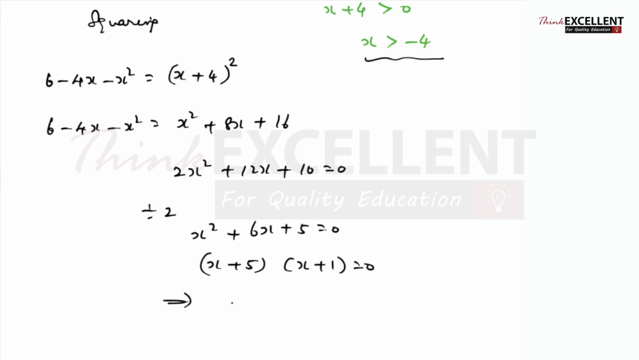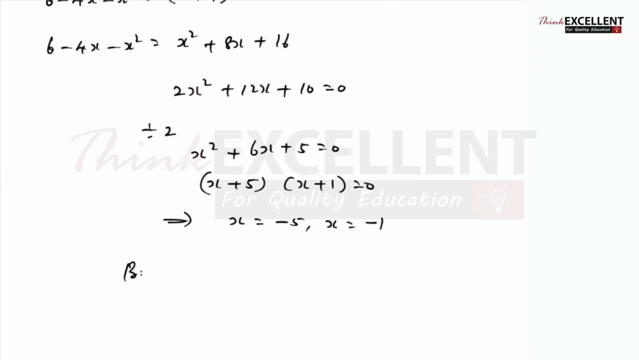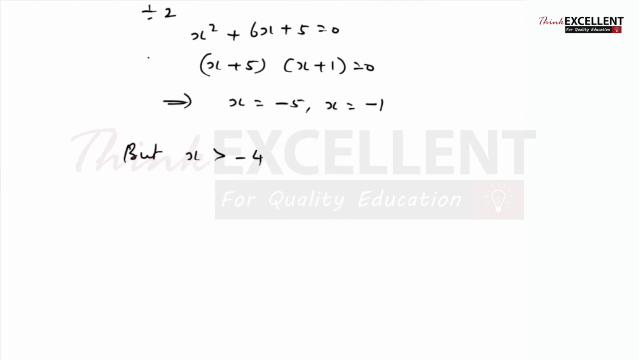Two answers you are getting, x equal to minus 5 and x equal to minus 1. But there is a condition, x must be greater than minus 4. Even writing up to this, students make mistakes, because where is minus 4, where is minus 5?